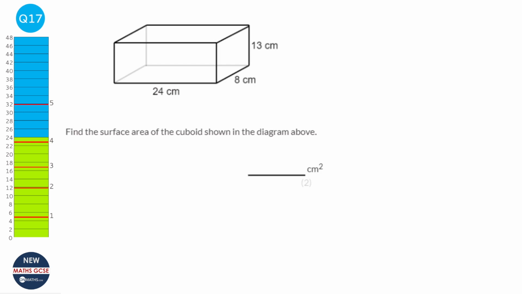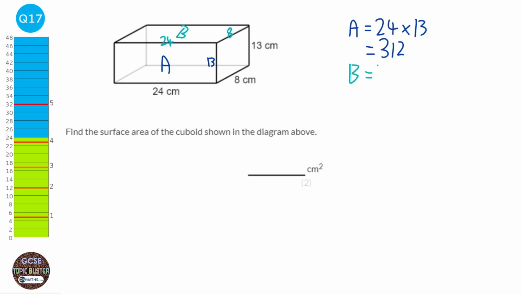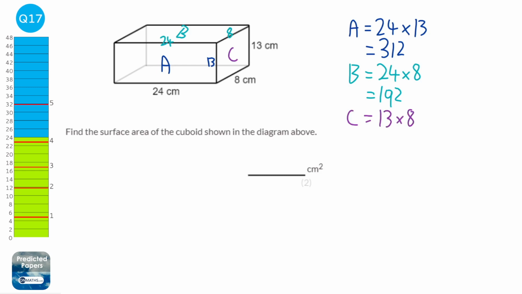To find the surface area of the cuboid, I'm just going to label the faces and do them individually. So we've got A, which is 24 by 13. So we're going to do 24 times 13, which is 312. Next we're going to do B, which is this one at the top, and it's 24 across and 8 is the length. So 24 times 8, which is 192. And finally C on this side here, which is going to be 13 times 8, which is 104.